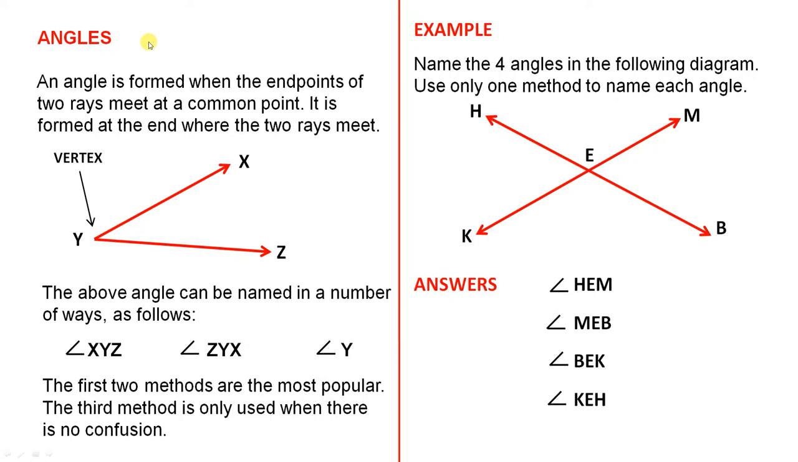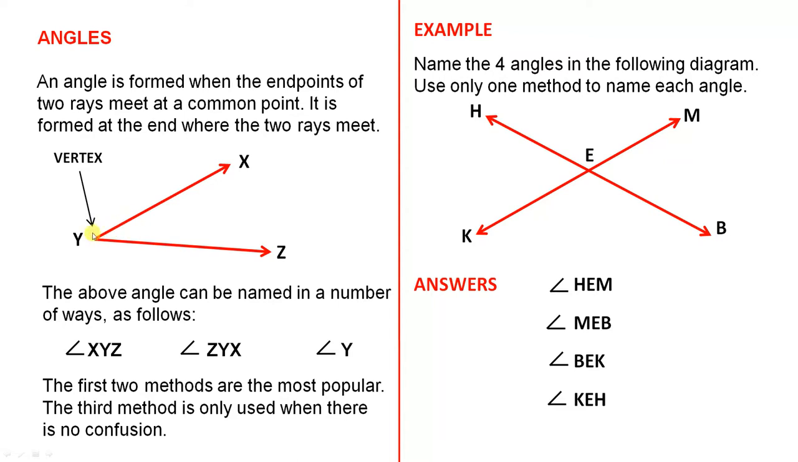Angles. An angle is formed when the endpoints of two rays meet at a common point. It is formed at the end where the two rays meet. So here's a ray, and there's the end point of that ray. Here's another ray, and that's the end point of that ray. So those two rays meet there at that end point, and there's the angle there. See? That's what we mean by it's formed there, at the end where the two rays meet.